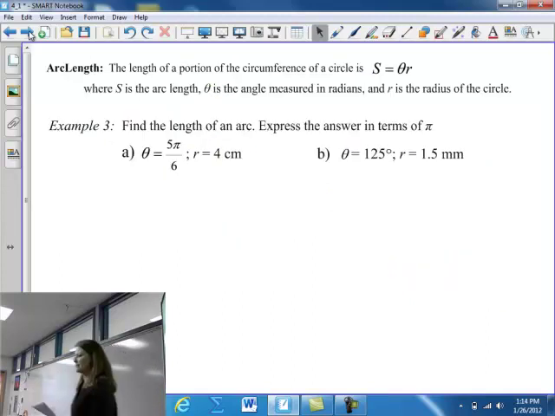So we are ready for arc length. We talked about arc length, and when we deal with calculus, this is a pre-calculus course, calculus doesn't use degrees, so you always want to be in radians.